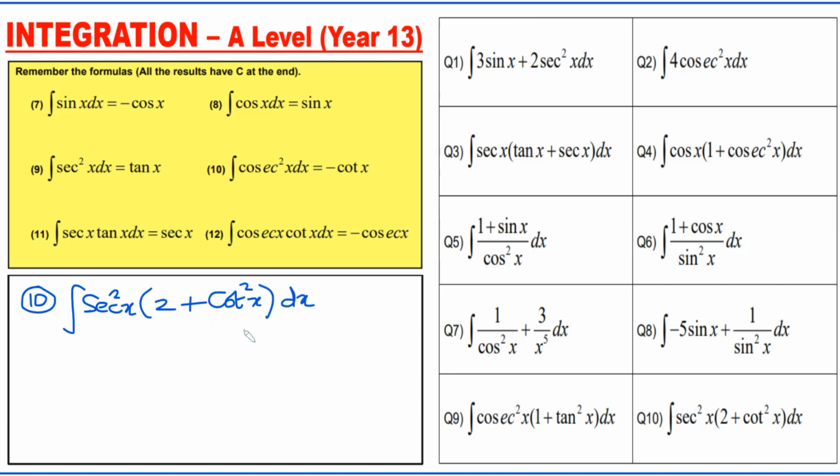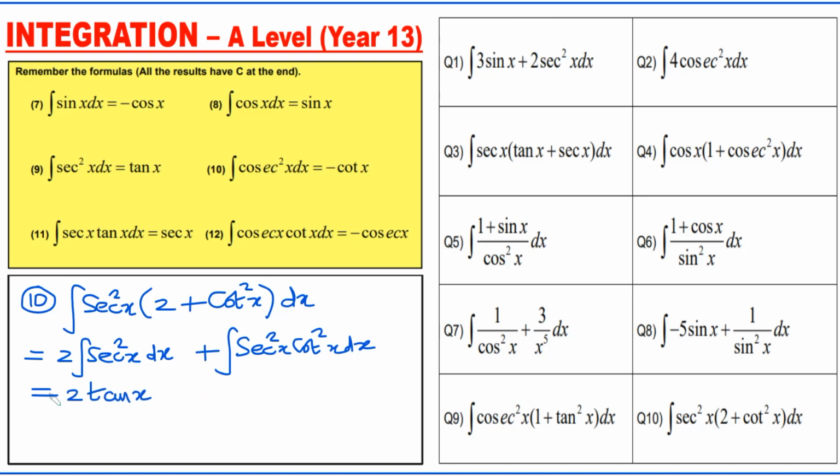The question looks unfamiliar, but if you separate it out, you will get familiar functions. So when I expand the bracket, sec squared x times 2 is 2 times the integration of sec squared x dx, which is one function, plus integration of sec squared x cot squared x dx. Now for sec squared x we have a familiar function, 2 tan x.